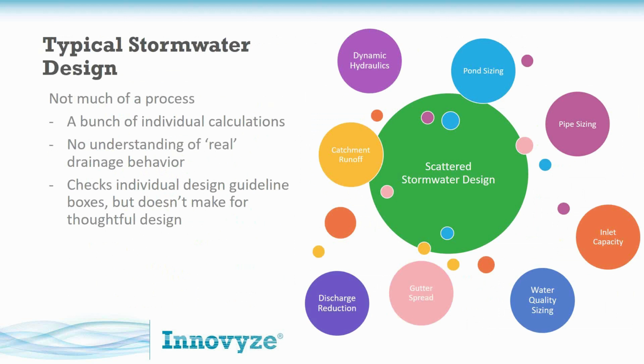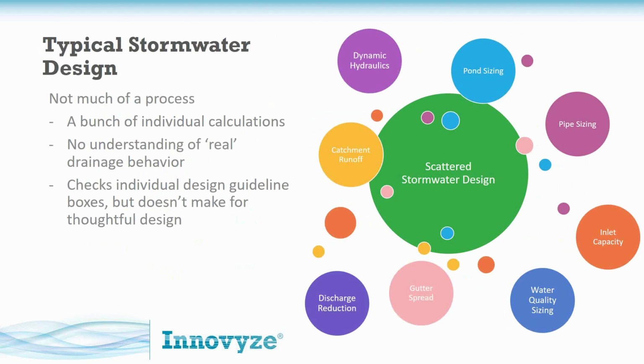So the typical stormwater design, and this is how I had worked as a consultant at one point. Many engineers I work with are all in the same boat, so I'm not pointing a finger at anyone in particular. This is really how most people work. There's some sort of stormwater management plan, some sort of design being put together, and there's 8, 10, 20 little different boxes to check. A bunch of these little individual calculations.